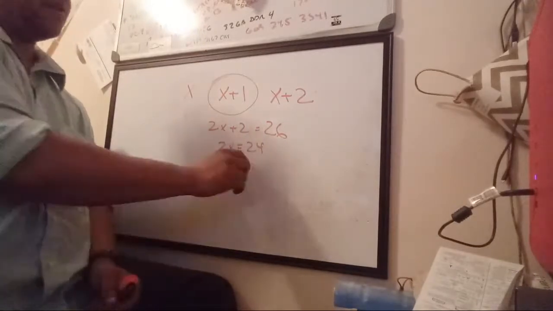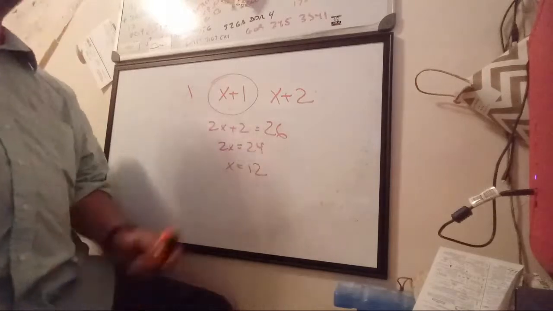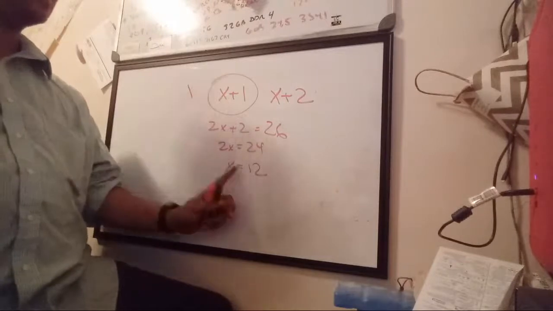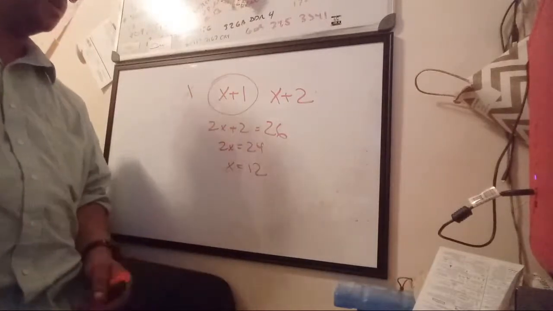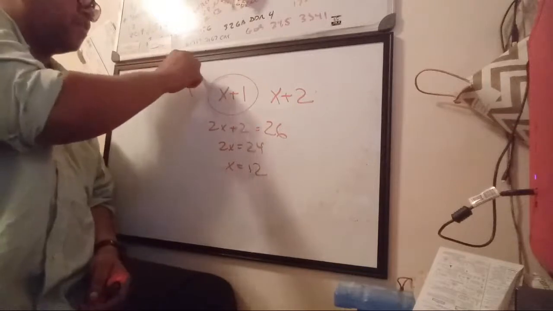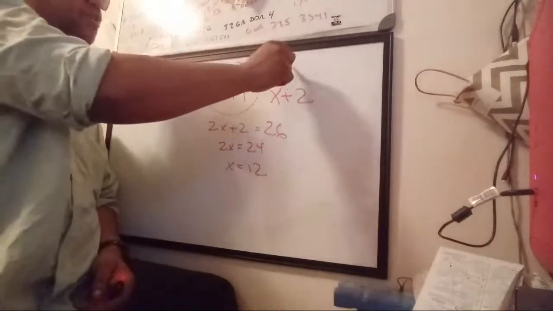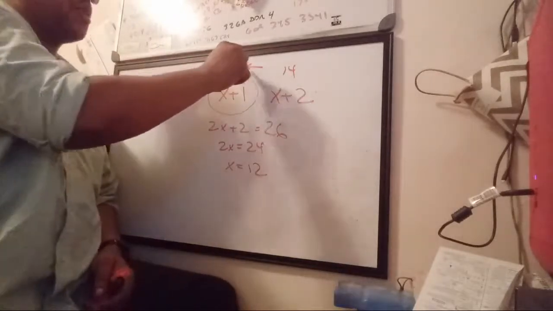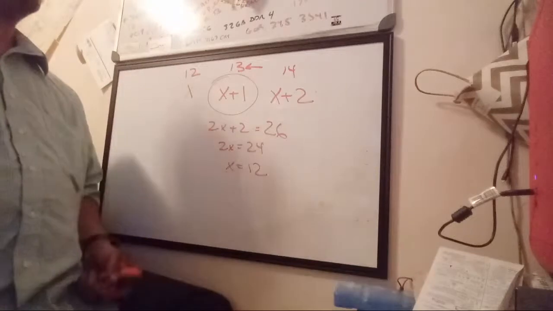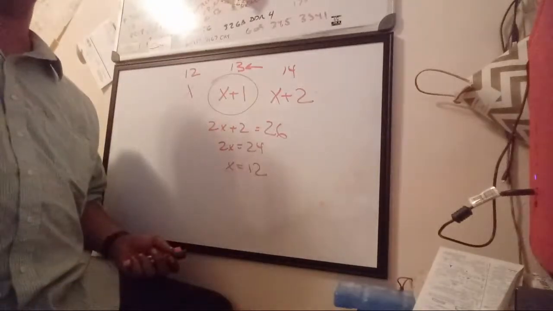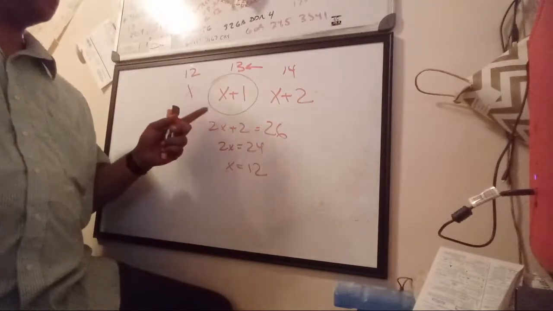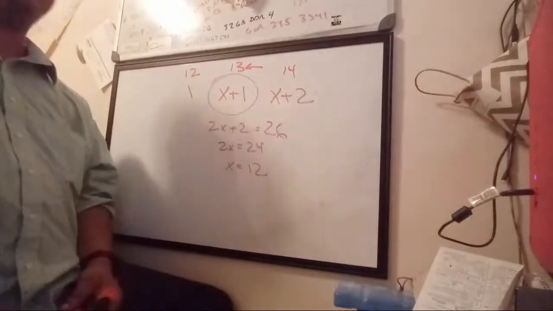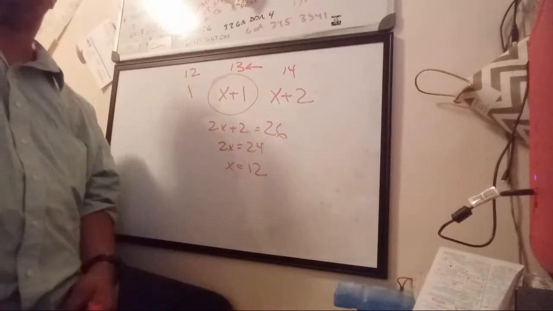12. Very good. Now, they want us to find the second, so we have to test this. After we find this, we got to test it out. So that means this is 12, this is 13, and this is 14. This is actually the answer that we're looking for, because when we get done, we got to ask ourselves, did we answer the question? Now, is this 13, and is the sum of the first and the third equal to 26? Yes. All right.